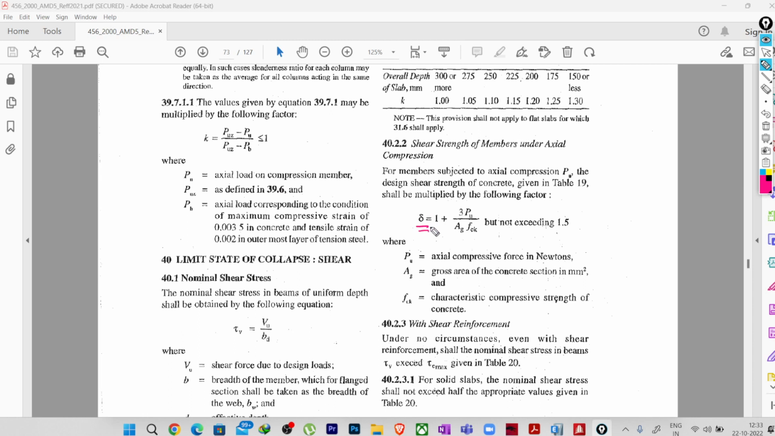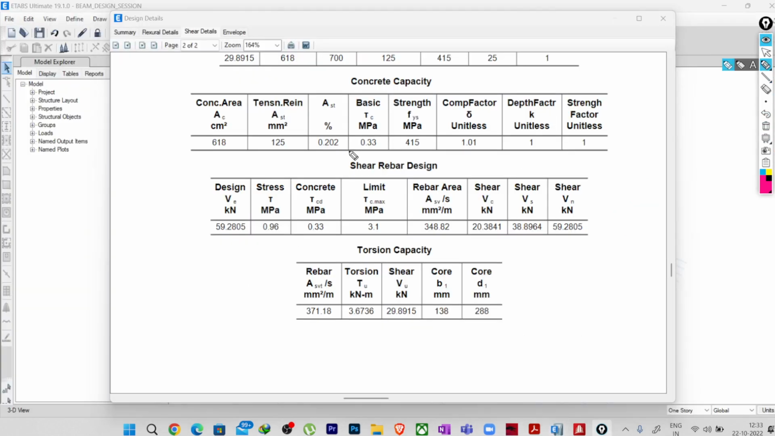So if you see here, delta is equal to 1 plus 3 into PU, where PU is the axial force that you are getting, divided by gross area multiplied by FCK. Now this delta should be multiplied by the tau c that you are getting. Then you will get the tau c d, which is written here in ETABS. Here you can see we have got tau c 0.33, we have got delta equal to 1.01. Multiplying these two, we got this tau c d 0.33 because delta is 1.01.